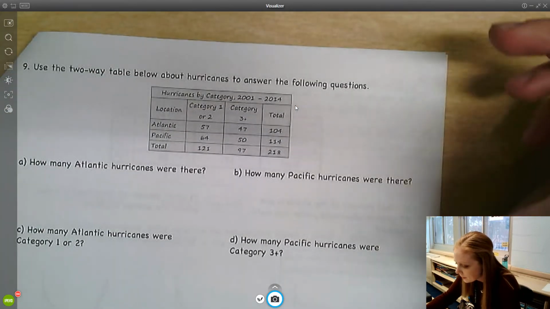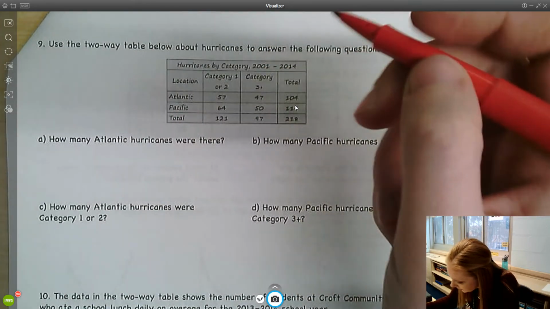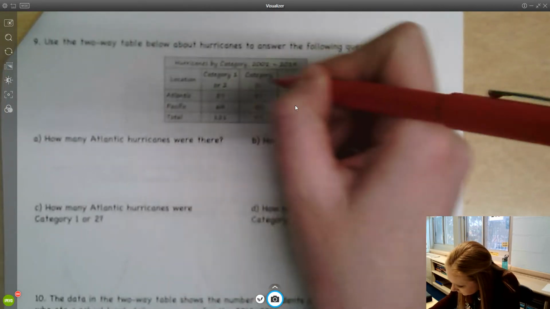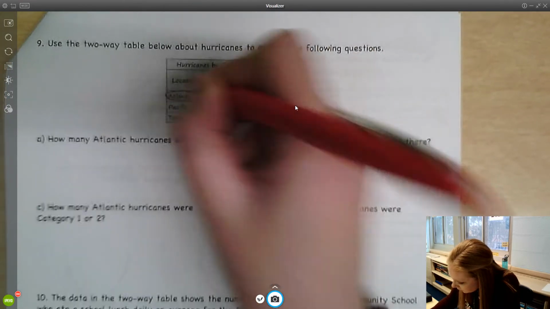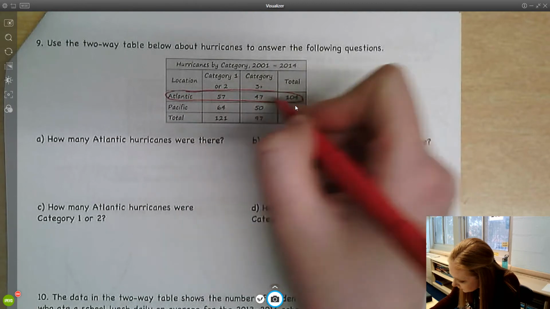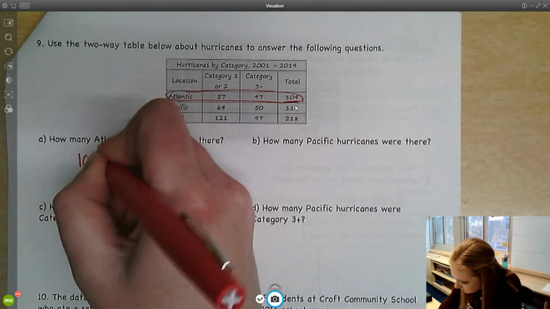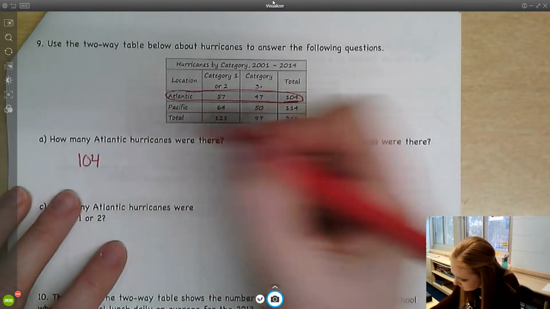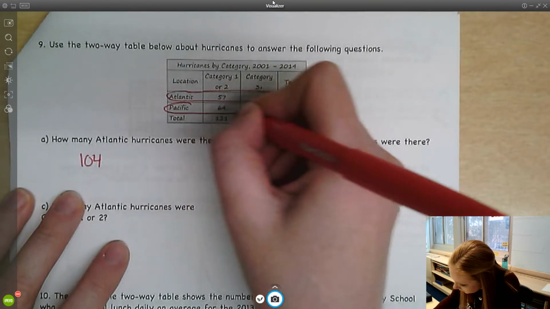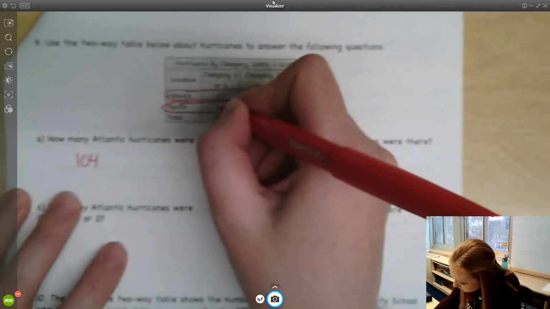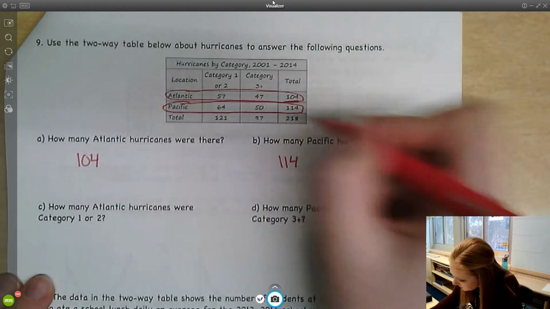Okay, a two-way table about hurricanes. How many Atlantic hurricanes were there? So we're going to look for Atlantic. Here's Atlantic. We have 57 in this category, 47 in this category. We have 104 total Atlantic hurricanes. How many Pacific hurricanes were there? Here are all of our Pacific hurricanes. The lower category, the higher category, totaling 114 Pacific hurricanes.